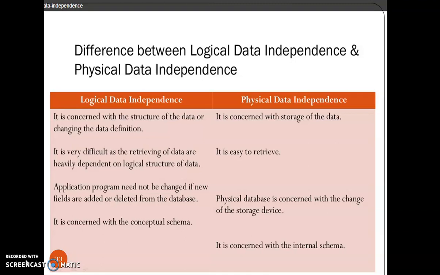In logical data independence, the application program need not be changed if new fields are added or deleted from the database. In case of physical data independence, the physical database is concerned with the change of the storage device. Logical data independence is concerned with the conceptual schema, and physical data independence is concerned with the internal schema.